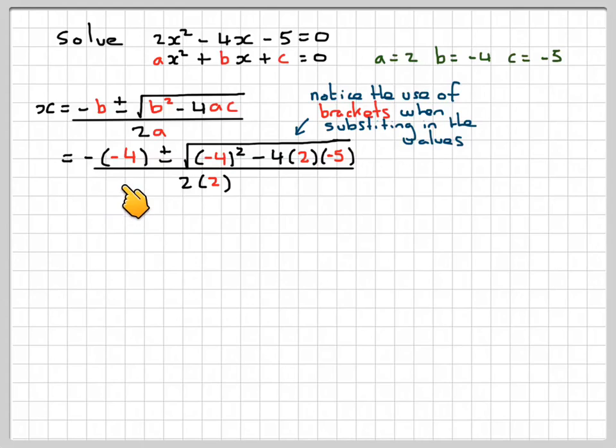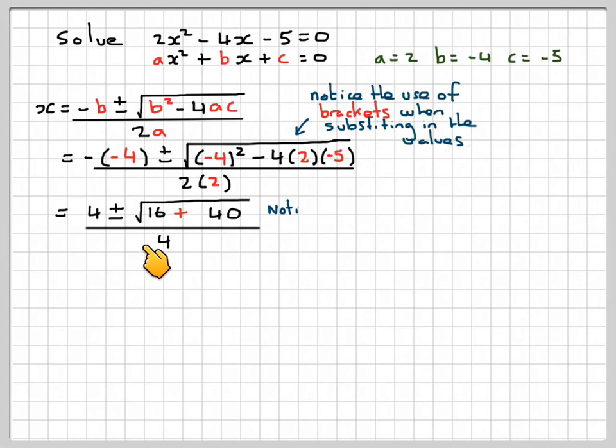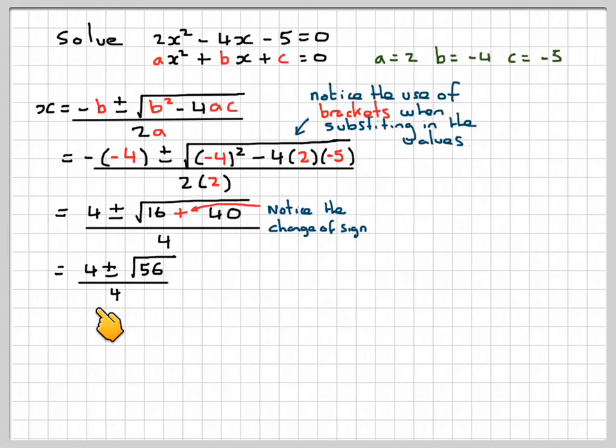So minus minus 4 is 4, and minus 4 all squared is 16. So you're going to have 4 plus or minus the square root of 16, minus 4 times 2 times minus 5 is 40, so it's plus 40, all divided by 4. Notice the change of sign. The change of sign comes from minus 4 times minus 5, which makes it a plus. So putting it into brackets would also help to see these things. So this becomes 4 plus or minus the square root of 16 plus 40, which is 56, divided by 4.